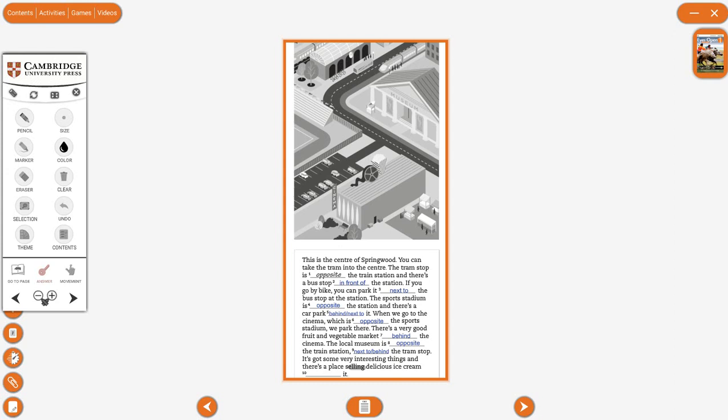There is a place selling delicious ice cream, blah blah blah, it's. Where is the ice cream picture? Okay, here. Where is it? It is in front of the museum. You can write in the blanks: in front of. Now you can check your answer.